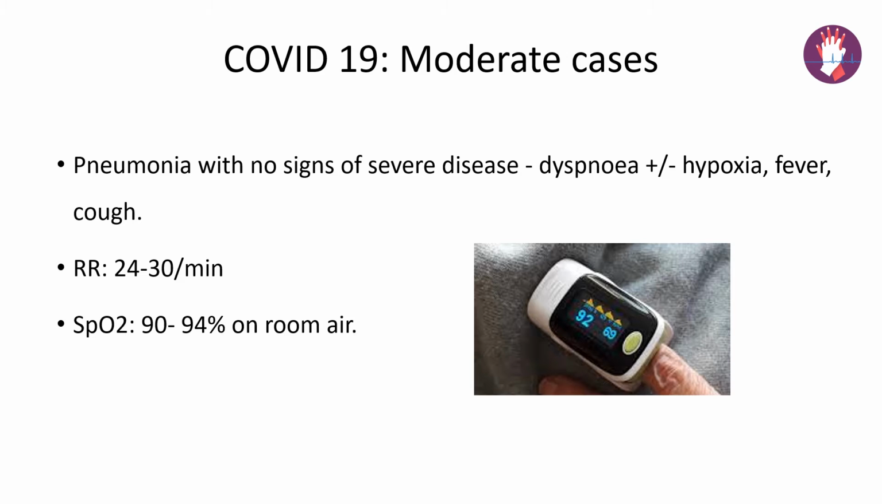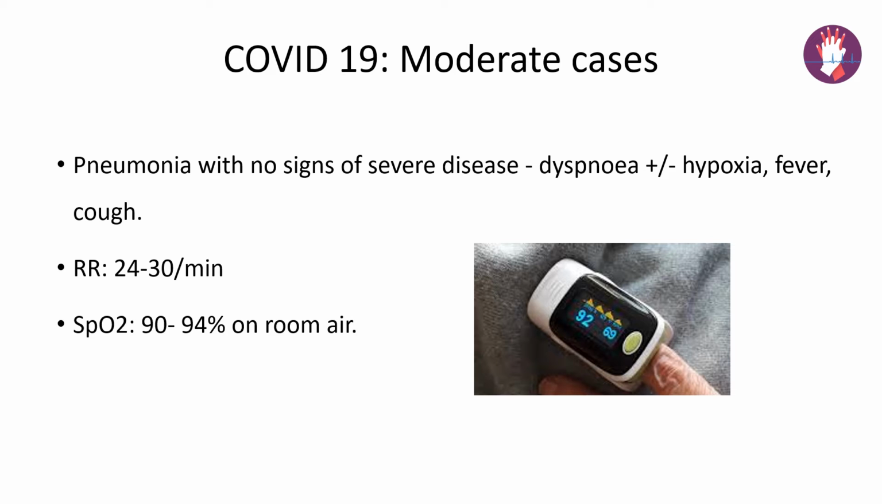Now we'll go into the management of the moderate cases. So these are the patients with some level of lung involvement, but no signs of respiratory distress. So they could have mild amounts of hypoxia, fever and cough. Respiratory rate will be between 24 to 30 per minute. So remember, they'll be tachypneic but not above 30 per minute. The saturation could be low, but between 90 to 94% on room air.